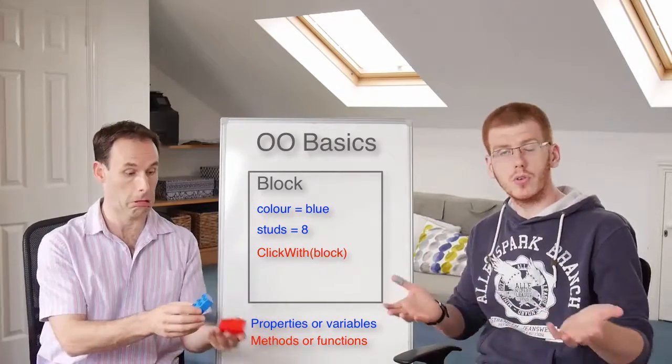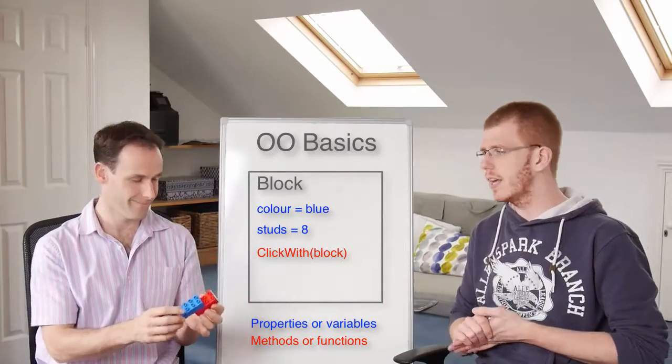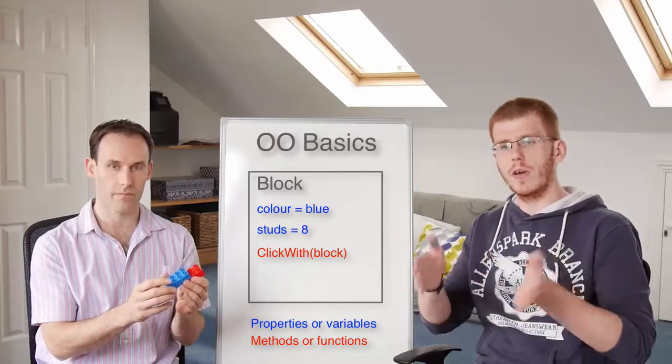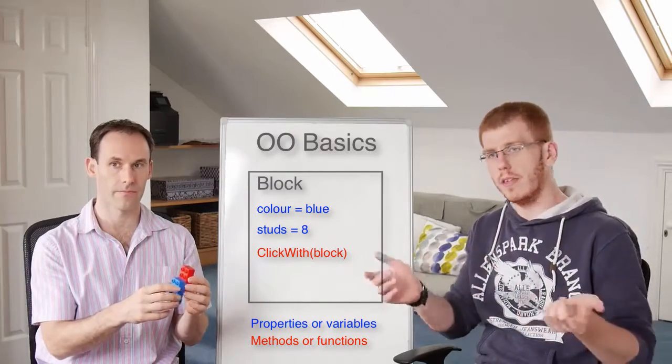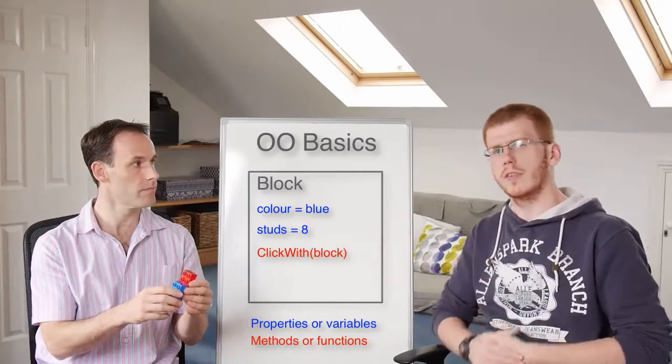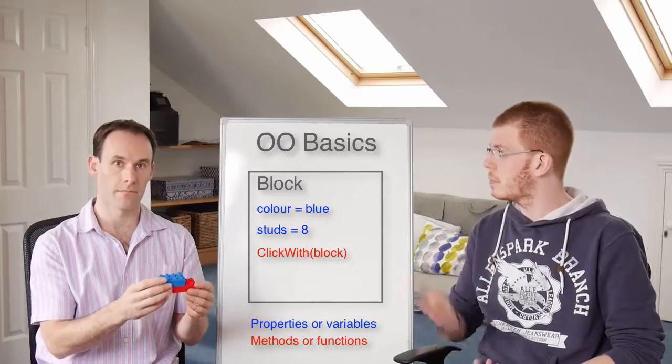So in Unity, you've used methods and functions already, and you could simply say click with this block, and the function would be click with, and then you would pass in another block. That would be an example of a method on that particular object.